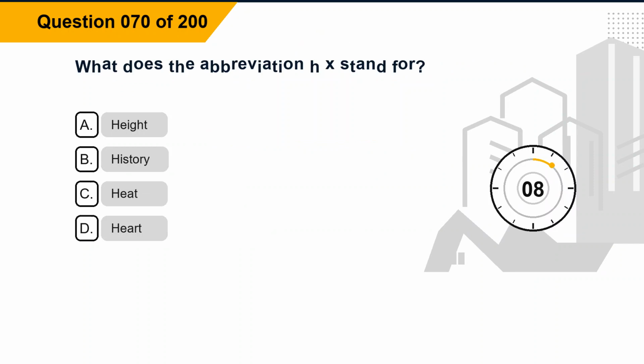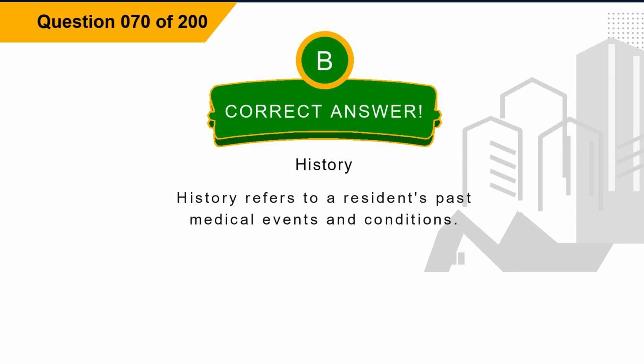Question 70. What does the abbreviation HX stand for? Option A, height. Option B, history. Option C, heat. Option D, heart. The correct answer is option B, history. Explanation. History refers to a resident's past medical events and conditions.